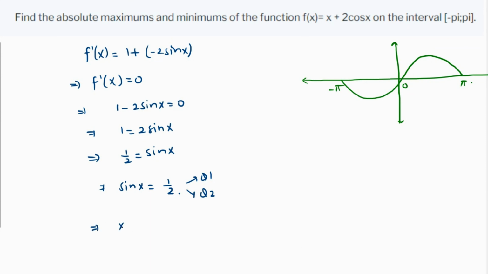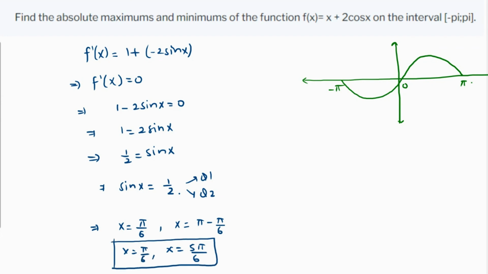This would mean that one of the values in quadrant 1 is going to be sine inverse 1 over 2, which is pi over 6. And in quadrant 2, it is pi minus pi over 6. So that's going to be 5 pi over 6. That is one of the values, and another value is pi over 6. These are the two values.